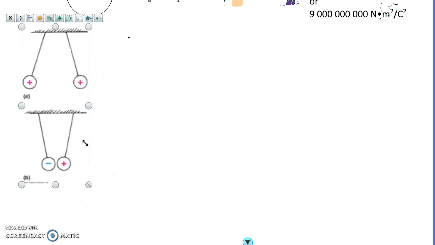Okay, and the two basic rules are if you have similar charges, like right here we have two positive charges, they will repel each other, try to go away from each other. If you have opposite charges, they will be attracted.